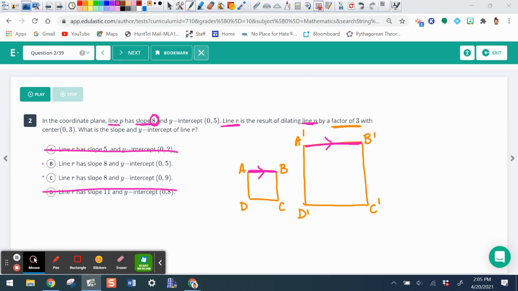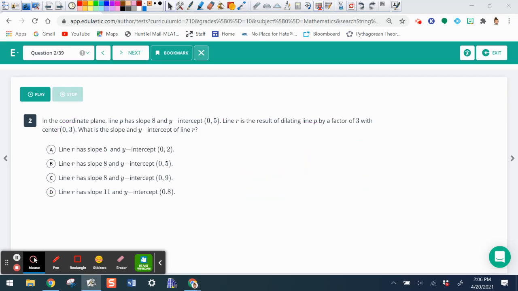Think about this, even with the diagram that I have here: if we dilate a line or even a shape where the center of that dilation is not on the line segment, that's the important part. (0, 3) is not a point on line P. Because the center of dilation is not a point on line P, it's going to shift line R to a new location, so it's not going to have the same y-intercept as line P. If you notice, B says it has a slope of 8 but the same y-intercept as line P. So our best guess is that C, line R, has a slope of 8 and a y-intercept of (0, 9). Okay, let's move on to the next question.